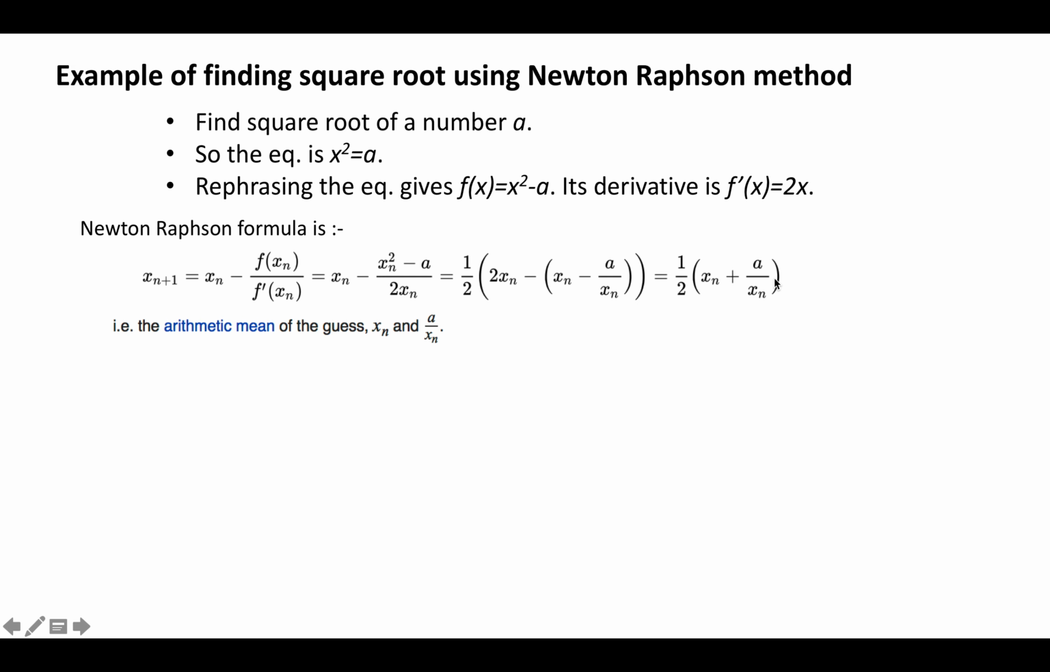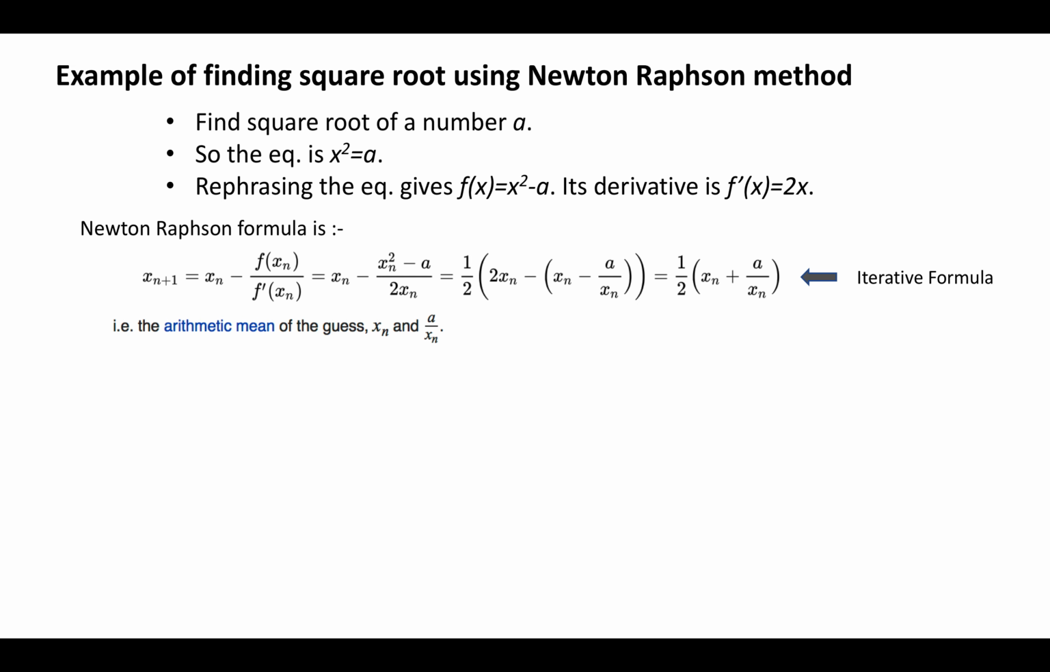This is the iterative formula. So you can use this formula for iteration instead of the earlier one, or you can use any one of them in your iterations. This is the arithmetic mean of the two terms x n and a by x n, because 1 by 2 is outside. Sometimes in questions it is asked to generate or find the iterative formula for this problem.